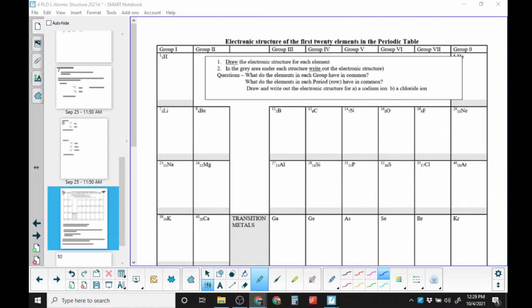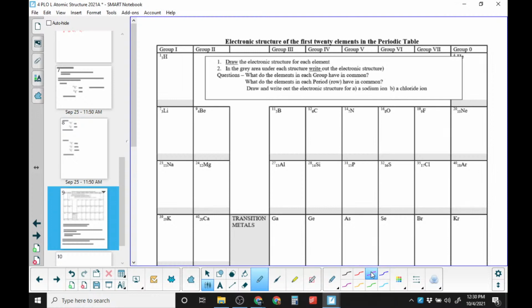Okay, I'm going to go over this, but I'm not going to go over the entire Bohr model. I'm just going to go through the class and ask just for the electronic structure that we're giving down here. So we'll start with Valerie.